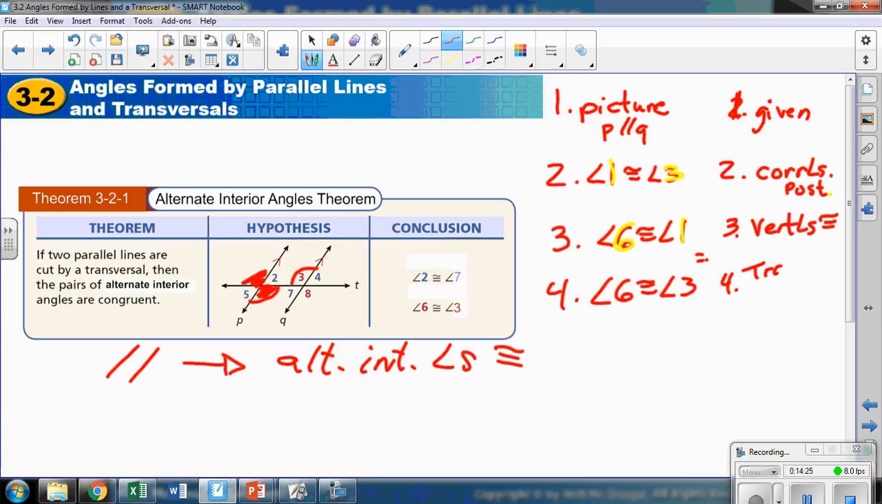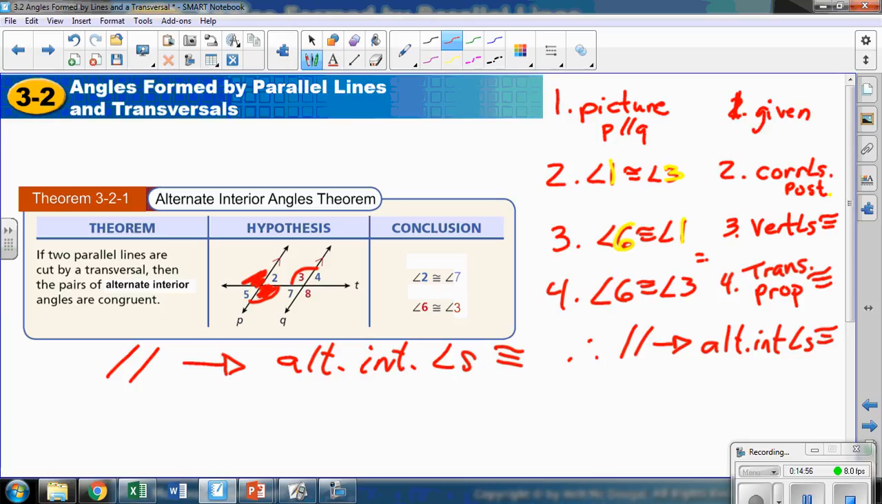and that was the transitive property of congruence, which shows us exactly what we wanted to do. The alternate interior angles 6 and 3 are congruent. Therefore, parallel lines tell us alternate interior angles are congruent. Here's our proof for the alternate interior angles theorem.